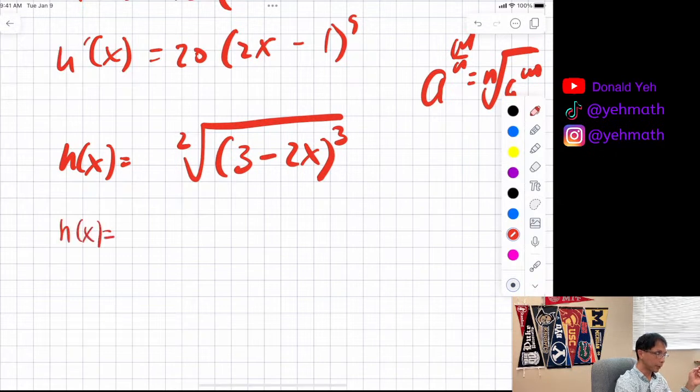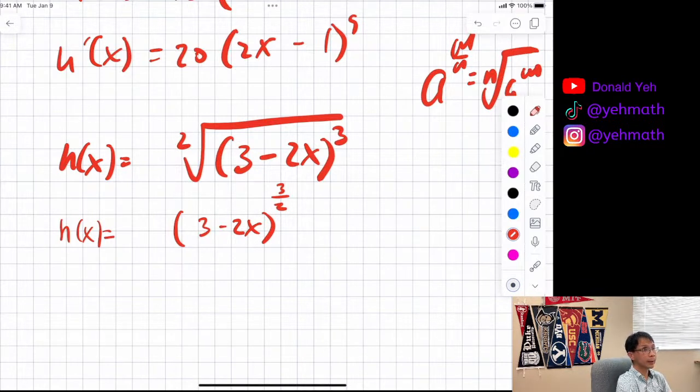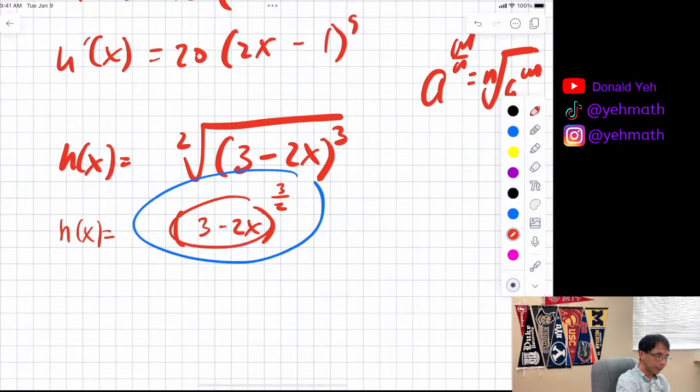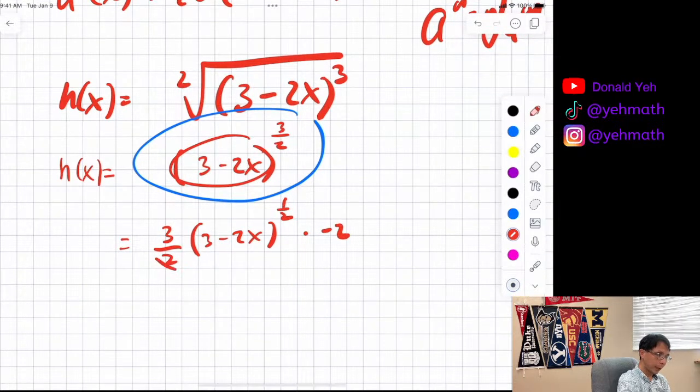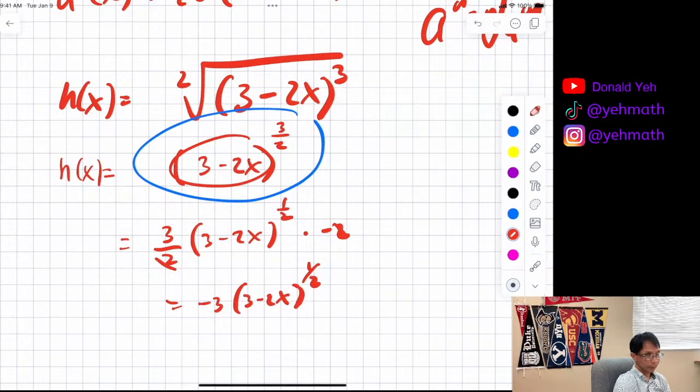Can I rewrite this function? Can I rewrite it like this? Yeah, so this is just a first algebra rule, right? Now there's an inner function. You draw it, guys. Learn how to draw it. Draw the outer bubble and draw the inner bubbles. The outer bubbles are first. 3 over 2 times 3 minus 2x to the what? And times what? There we go, you're done. 2 cancel out, equal to negative 3 times 3 minus 2x to the 1/2. Super easy.